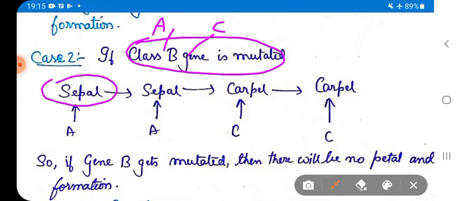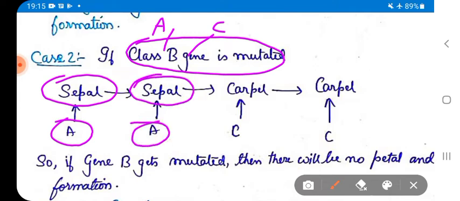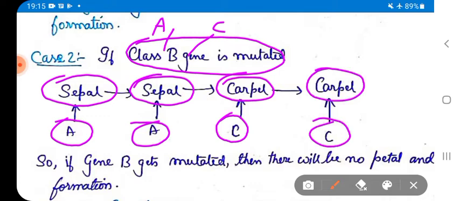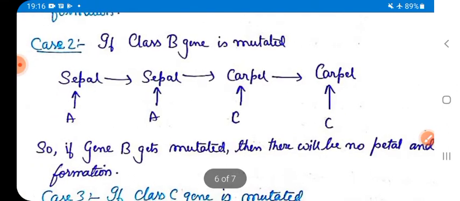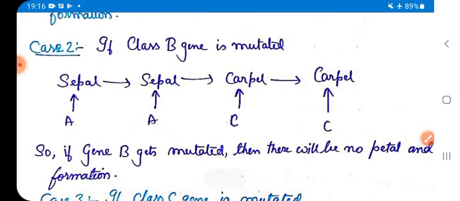So the first whorl of the flower will be sepal, as A gene is normal. The second whorl will also be sepal, because no B gene is there. Class B gene is mutated, so only A gene is expressing to form sepal. The third whorl will be carpel, because as B gene is mutated, it will not be able to interact with C to form stamen. And the fourth whorl will be carpel again. So if class B gene is mutated, then there will be no petal or stamen formation. I think you have understood what I have said.